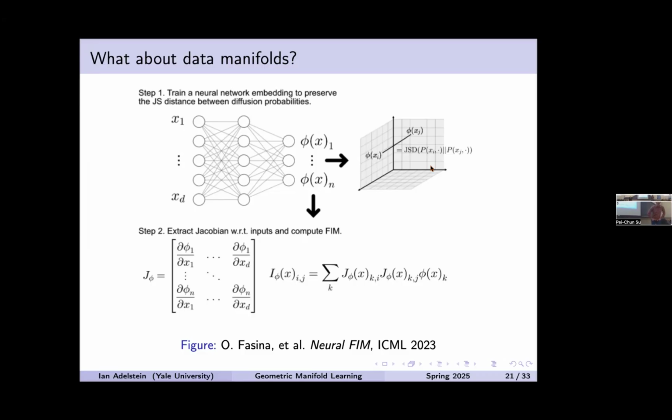So what sort of nonlinear elements are you using in the neural net? Oh, they're probably ReLUs or something, would be my guess.